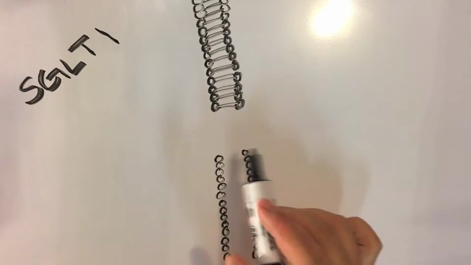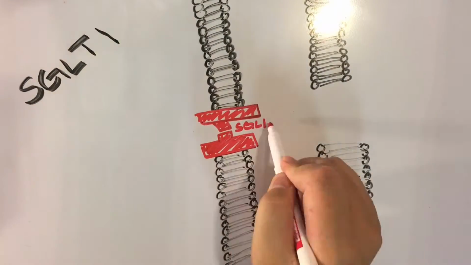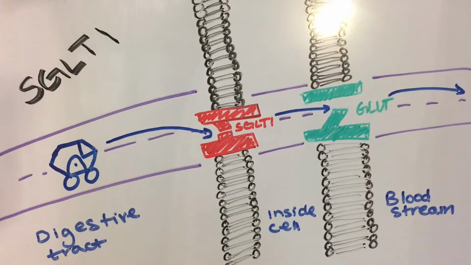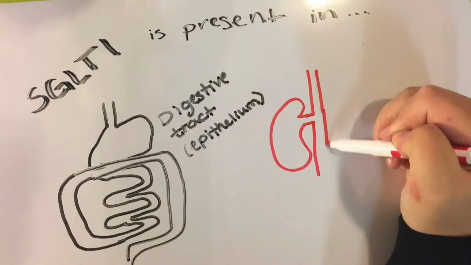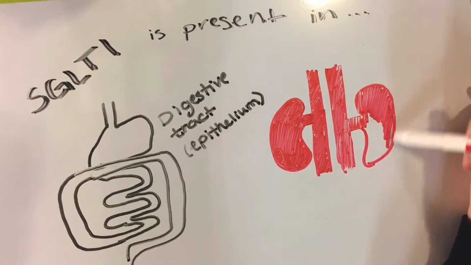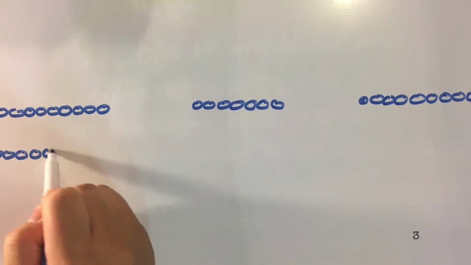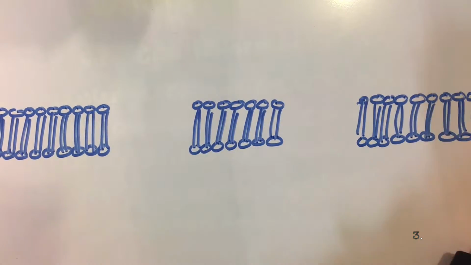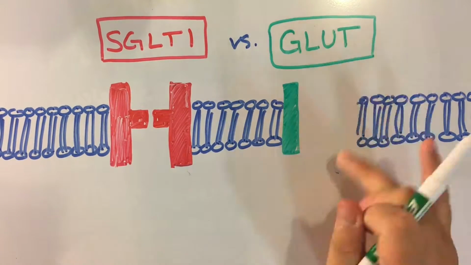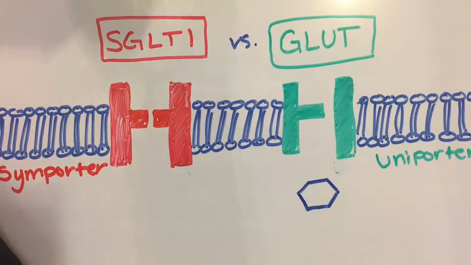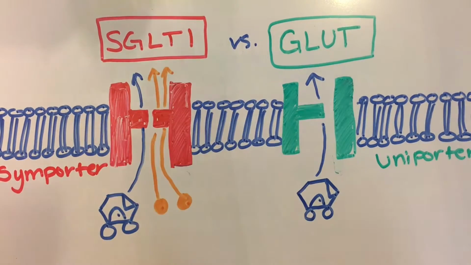So let's start with SGLT1, since this is where glucose starts making its way into our bloodstream. SGLT1 is a specific type of glucose transporter that is present in the epithelial cells of the intestines and the kidneys. The SGLT1 is different from the GLUTs because it is a symporter, whereas the GLUTs are uniporters. In other words, it transports 2 different molecules at the same time. In this case, SGLT1 transports a glucose and 2 sodium molecules simultaneously.